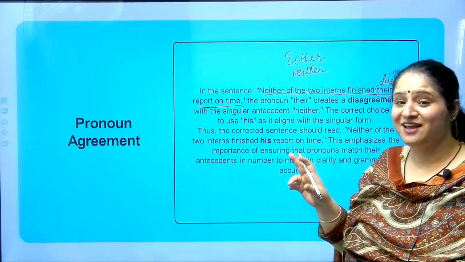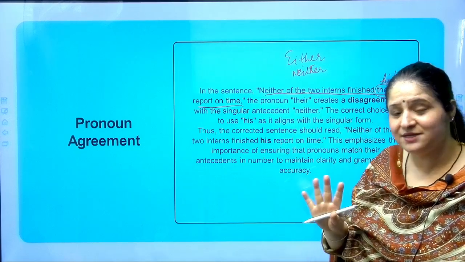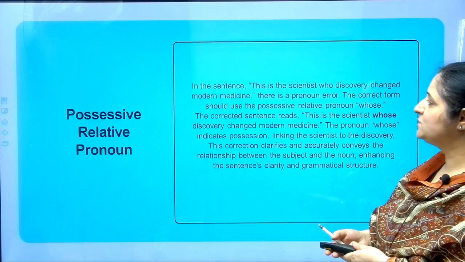पर देर नहीं हो सकता है. क्यों? क्योंकि neither मतलब दोनों में से कोई नहीं, either मतलब दोनों में से एक. Are you getting it? Right? Now let me come to the next one.